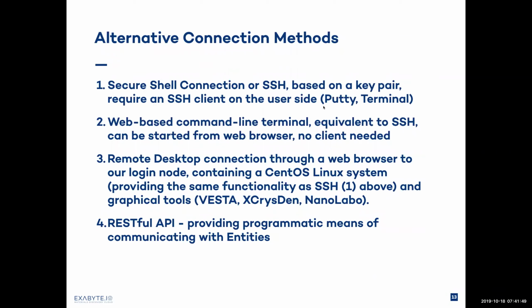So the main connection method is through the web interface, and alternative connection methods are like this: secure shell, web-based command line terminal, which is equivalent to secure shell, but can be started from the web with no client needed. A remote desktop connection through a web browser to our login node again, providing CentOS Linux user interface and graphical tools like Vesta, Avogadro, Nanolabo, and others. And the RESTful API that provides a programmatic means of communicating with entities through the database. So for today, we'll speak mostly about the first 3.